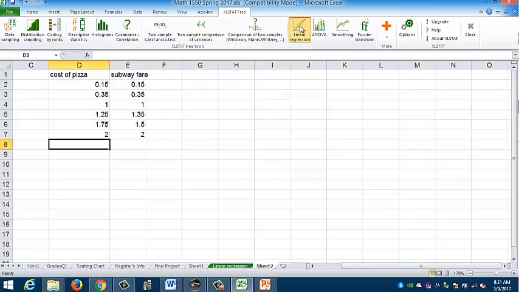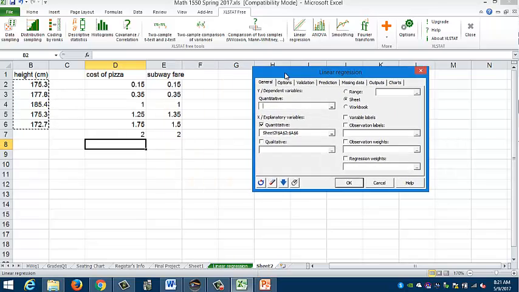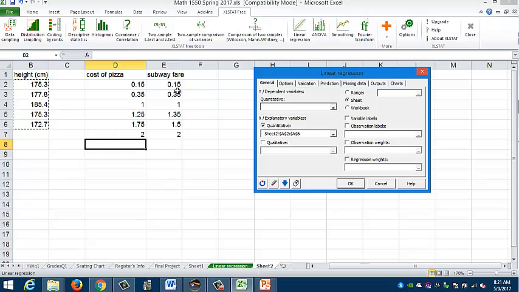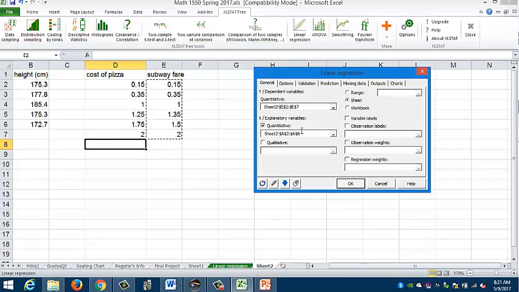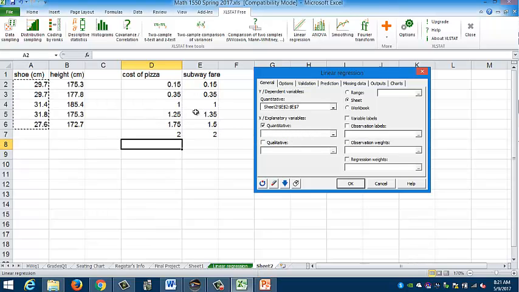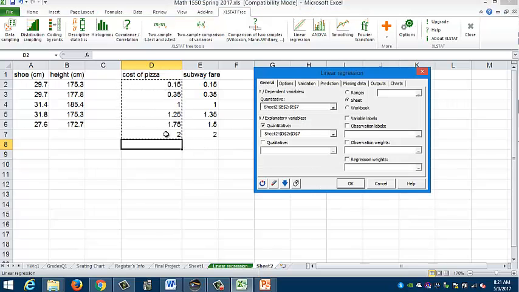So let's see, I'll hit linear regression. It's going to ask me, where do you want the data from? The first thing I want here, the y value was the Subway fare and the x value was the pizza, right? I think that's what we did yesterday. It actually doesn't matter which one you use for x and which one you use for y, because r will be the same. Your graph will look different, but r will be the same.